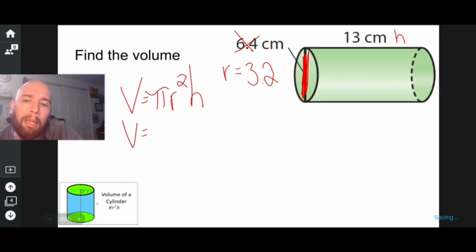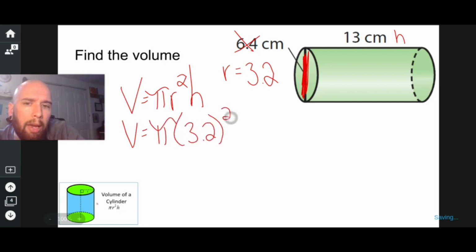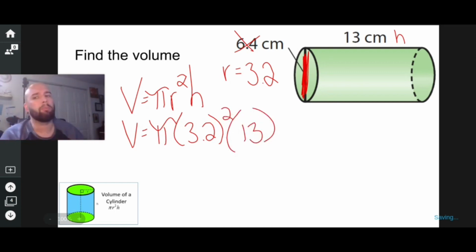My volume is pi times my radius, which is 3.2 squared, times my height, which is 13. So let's see if she'll listen this time. What is pi times 3.2 squared times 13? Here's what I found. She can't just tell me. Why can't you tell me? What is pi times 3.2 squared times 13?